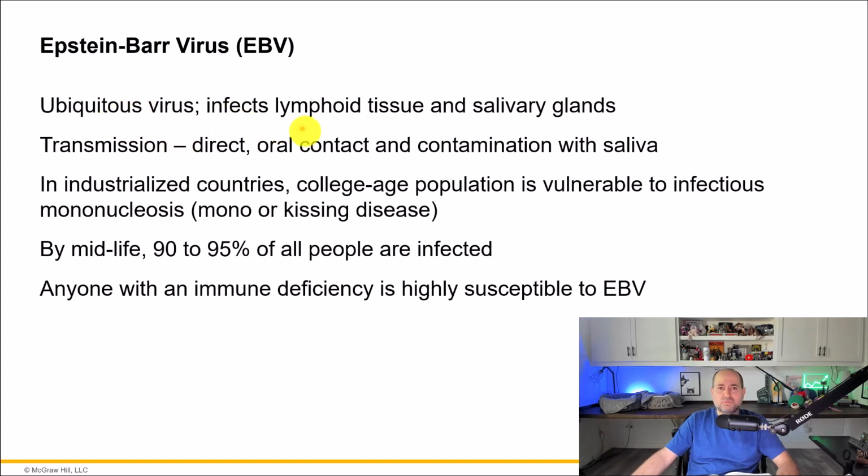It infects lymphoid tissues and salivary glands. You could spread it very easily. It transmits with direct oral contact or contamination with saliva. Let's say you share a drink with a friend, or you share a towel. Any kind of sharing where any kind of direct or salivary contact comes into play. In industrial countries like the US, college age kids are the most vulnerable, and anyone with an immune deficiency is the most susceptible to EBV.